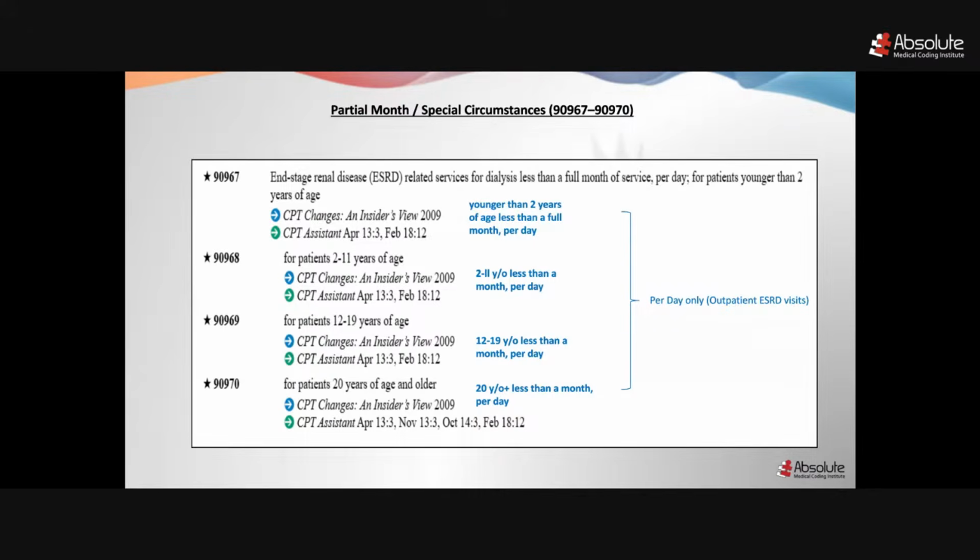Again, when do we use them? As I previously said, in situations such as transient patients, partial month with one or more face-to-face visits but no complete assessment, patient hospitalized before complete assessment, dialysis stopped due to recovery or death, or for kidney transplant recipients. Okay, so these are the situations when we use per day codes.